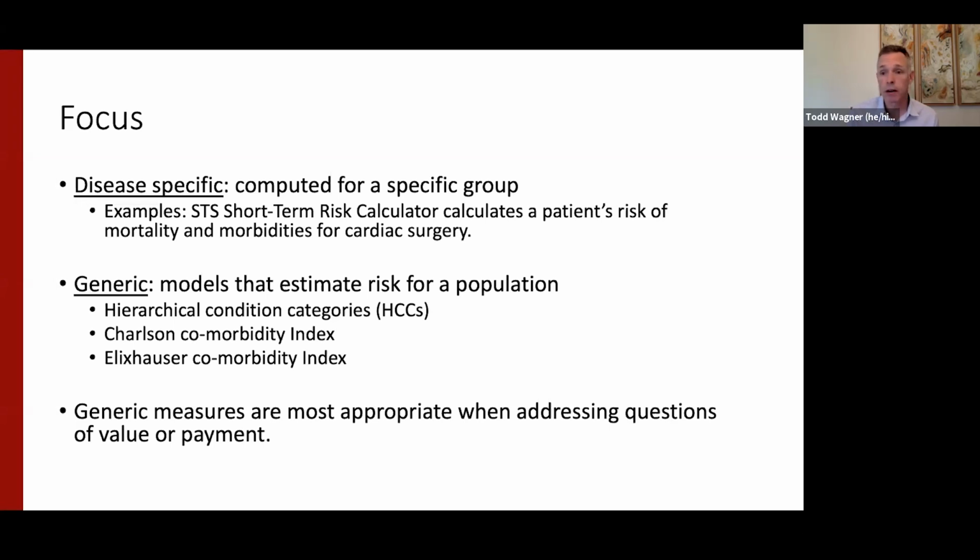There are also these generic risk scores, and if you're not familiar with them, I'll talk mostly about the hierarchical condition category, or HCC, risk score that Medicare produces. But there's also the Charlson that is widely used, and Elixhauser, again, widely used. These are typically risk scores that are computed to go across a population. And I will say most of the talk that I'll focus on is going to be on the generics because they're most appropriate when we're addressing questions of value or payment.